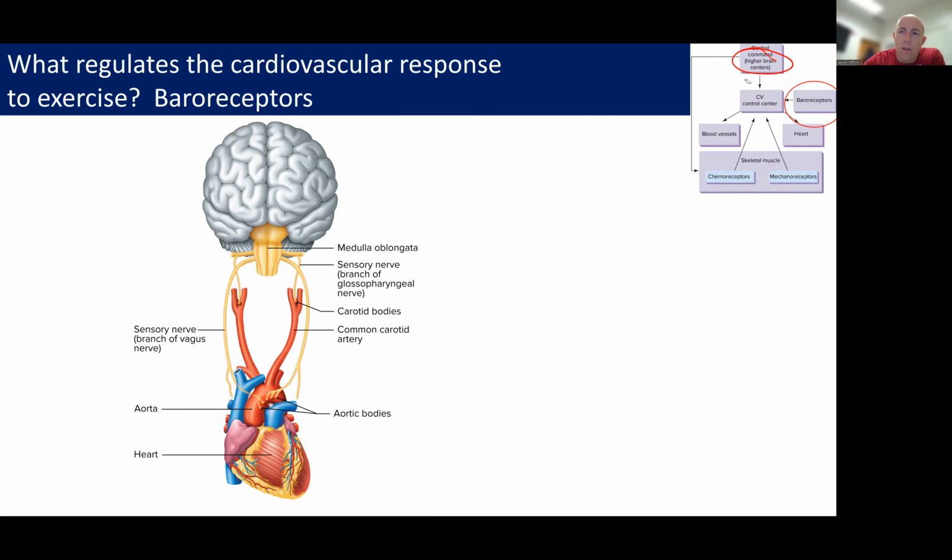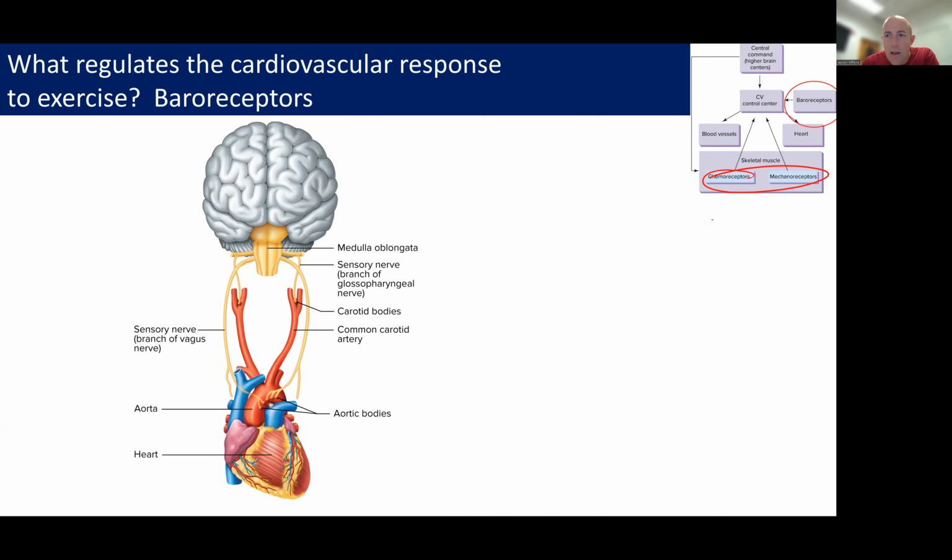Now, these other things that we'll talk about, the baroreceptors and the chemo and mechanoreceptors, these are feedback systems. They're going to take whatever the feed forward did. So the feed forward system roughly, like really quickly, adjusts your heart rate and your blood pressure response up. And now the baroreceptors and your chemo and mechanoreceptors are going to fine tune that to be right in line with what the exercise is.